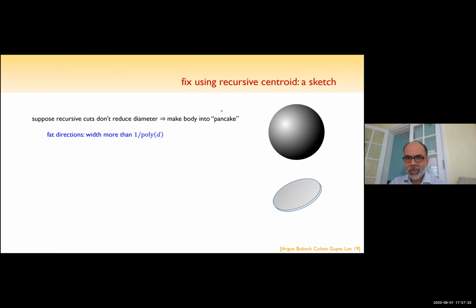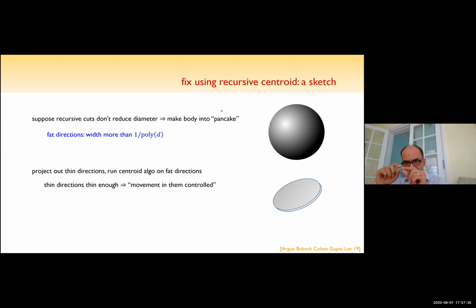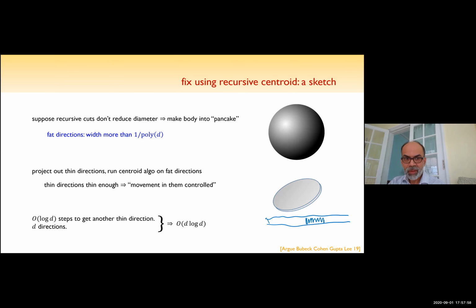I'm not expecting you to get all the details, but really there is still distance in the thin directions. An optimal solution, even if my body looks like this, I have to be a little careful, but I can control the amount of movement I do in the thin directions. And loosely, here's the thing you should keep in mind. A thin direction is one which has width less than 1 over poly d of the radius.